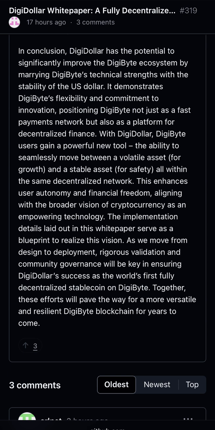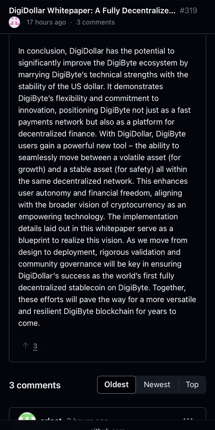In conclusion, DigiDollar has the potential to significantly improve the DigiByte ecosystem by marrying DigiByte's technical strengths with the stability of the US dollar. It demonstrates DigiByte's flexibility and commitment to innovation, positioning DigiByte not just as a fast payments network, but also as a platform for decentralized finance. With DigiDollar, DigiByte users gain a powerful new tool: the ability to seamlessly move between a volatile asset for growth and a stable asset for safety, all within the same decentralized network.